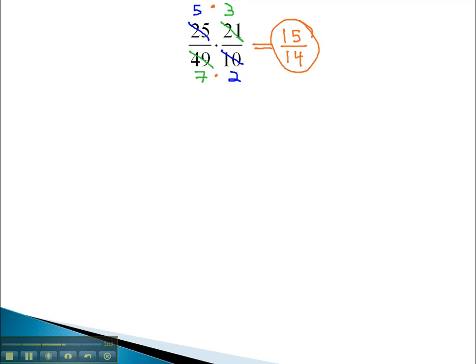Multiplication is a nice operation because we can always reduce first, dividing out common factors of any numerator with a denominator, and then multiplying across second.